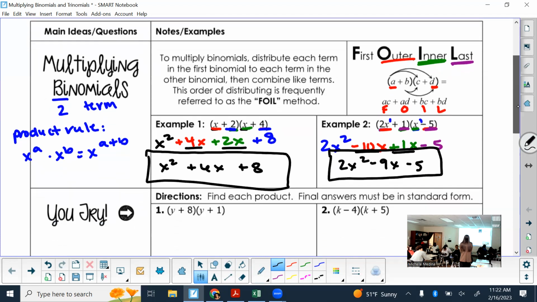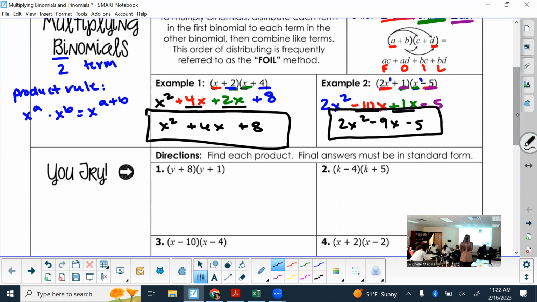Now, if that's not something you like, I'm going to show you another one, which I like better, because it works for the next thing too. So I just call it double distributing. I don't know if that's a real term that people use, but it's really what you're doing.